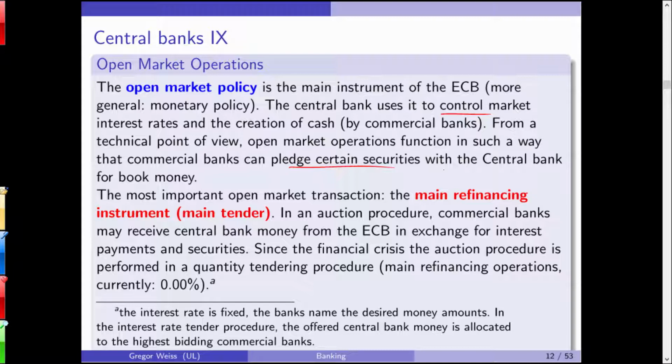Of course, the central bank will lay out rules what types of securities can be pledged with the central bank, and this will of course depend on the rating of the security in question. In the case of the ECB, the most important open market transaction is the main refinancing instrument, also called the main tender.